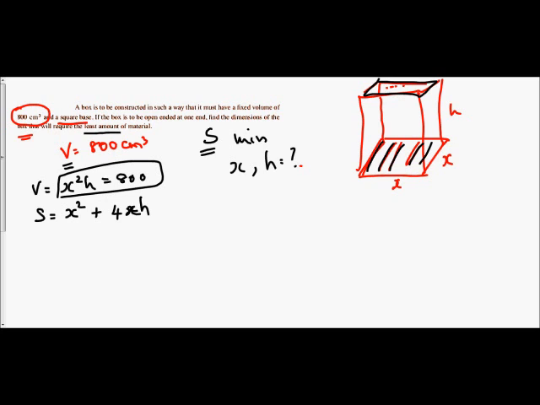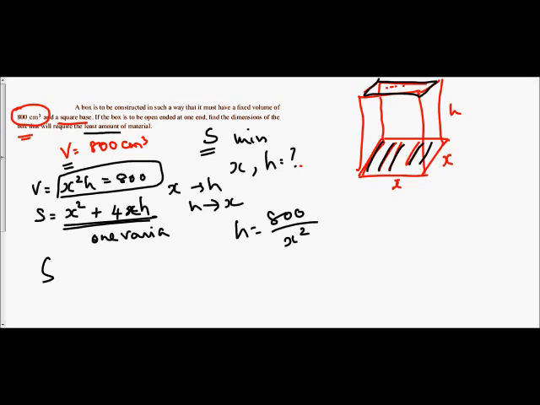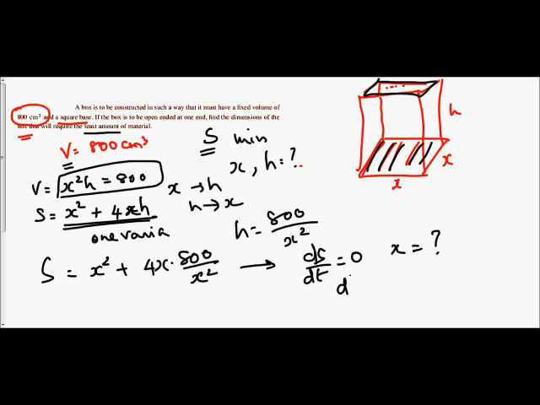Therefore what you do is either you take x in terms of h or h in terms of x, whichever is possible, so that this will have only one variable, say x. So if I have h equal to 800 over x square, then your S would be x square plus 4x times 800 over x square. And from this you need to find dS/dx equal to 0, and find the value of x.